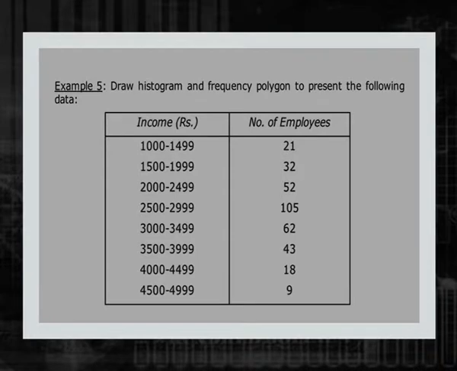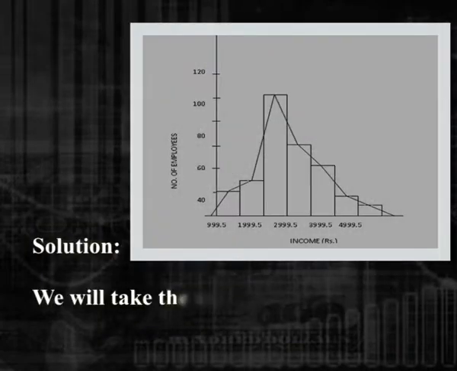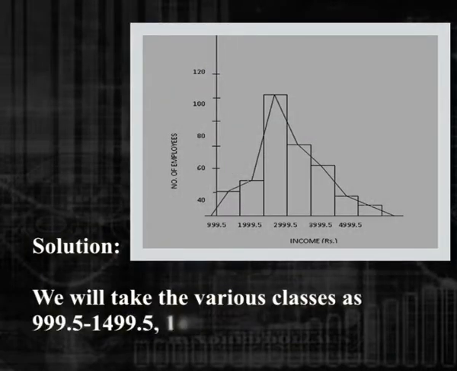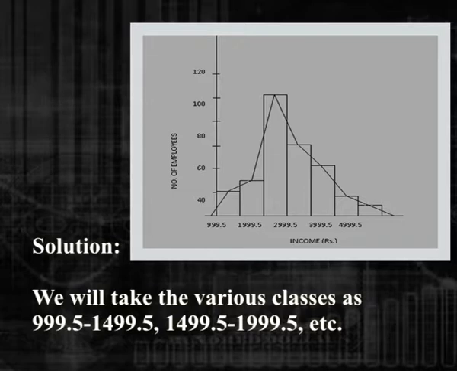Now example number 5. Draw a histogram and frequency polygon to present the following data. Solution: we'll take the various classes as 999.5 to 1499.5, 1499.5 to 1999.5, and so on.